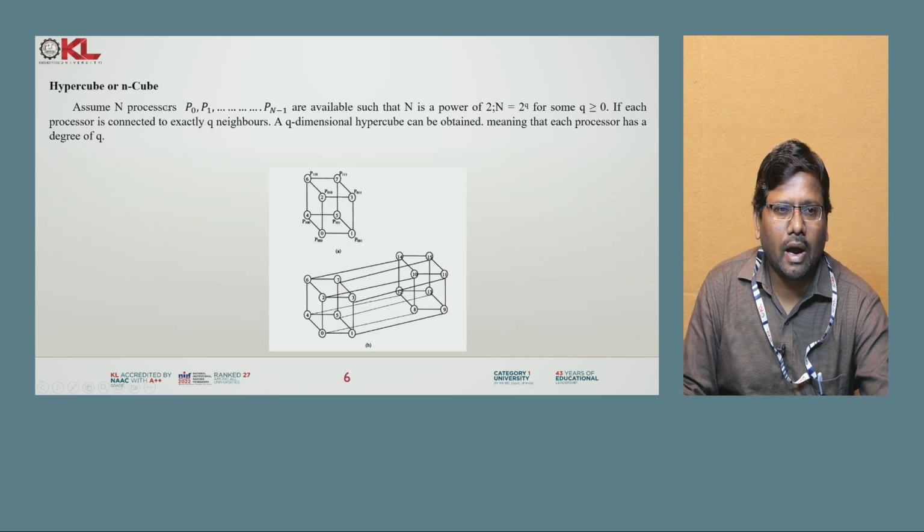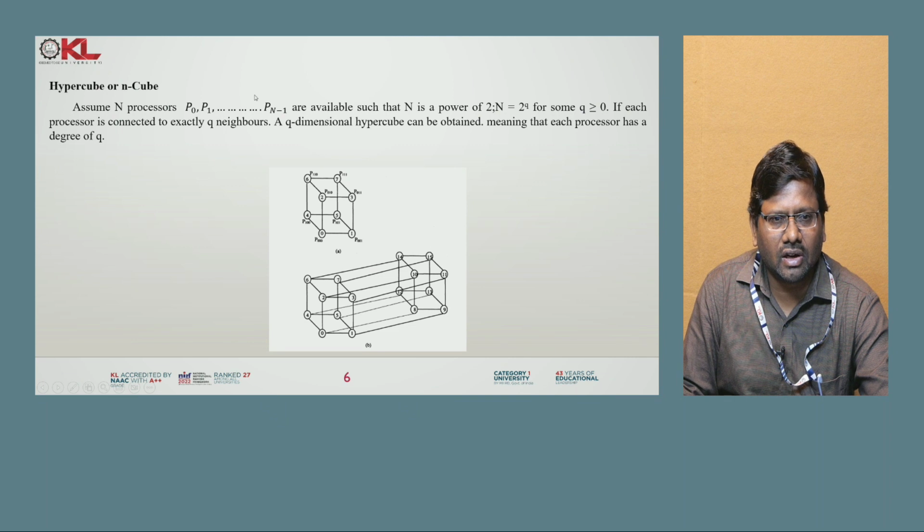Next, hypercube. For a hypercube, we could consider n number of processors starting from P0, P1 to Pn. And here, n is a power of 2, n equal to 2^q. So q should always be greater than or equal to 0. Suppose n equal to 2 power 0, that means we are dealing with 1 processor.